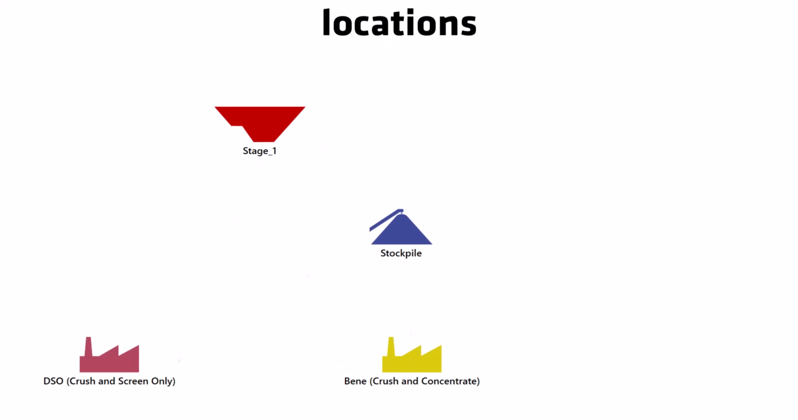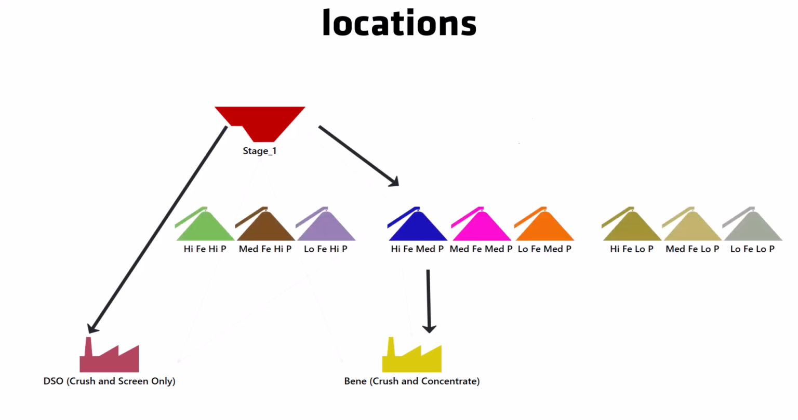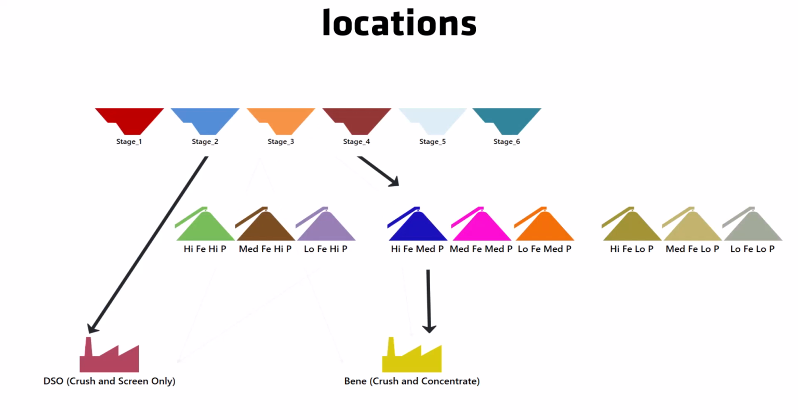Let's have a look at this project's setup. When the ore is mined, the higher grade ore is sent directly to the direct shipping ore (DSO) process to crush and screen. But the lower grade ore is first stockpiled before it is reclaimed to crush and concentrate in a beneficiation plant. Multiple stockpiles will be used to store different grades of iron and phosphorus to provide a steady supply of ore to the beneficiation plant.